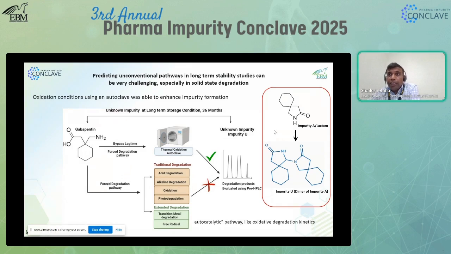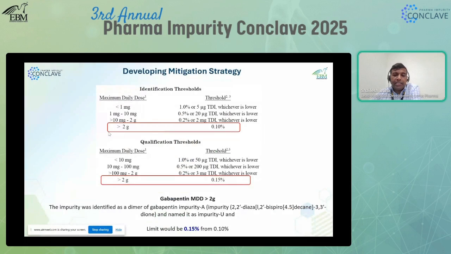Because to identify any impurity, it is very important to enrich that impurity. If we are able to enrich the impurity, then only can you identify it. Otherwise, it is very difficult for any process chemist or analytical chemist to identify the structure of this impurity. So impurity U, a dimer of impurity A, was identified in gabapentin, and it could be leveraged from 0.1% to 0.15% as a qualification threshold, being more than 2 gram of MDD. And this can be leveraged for the specification, and we can extend the shelf life of this product.